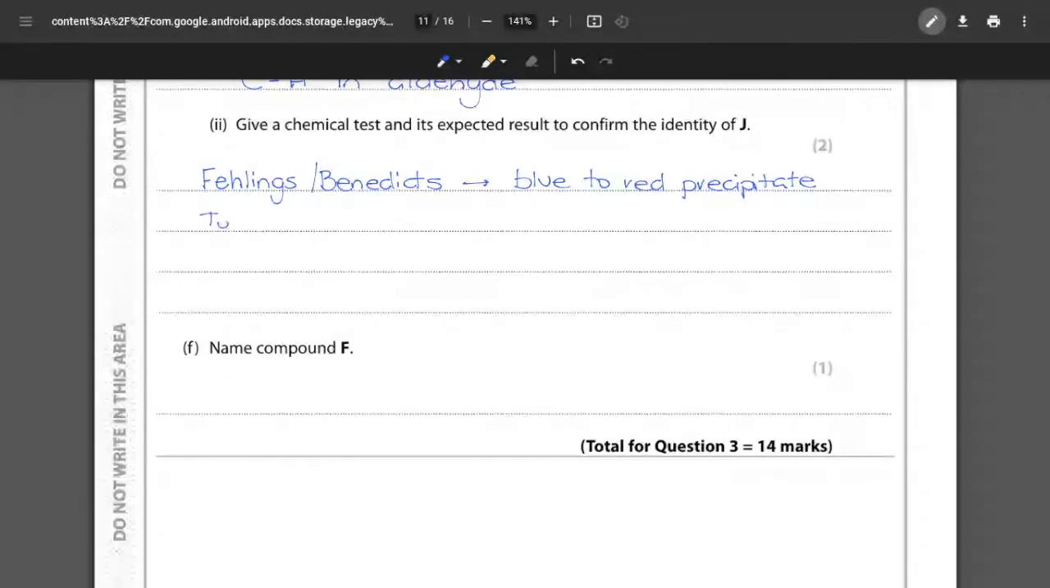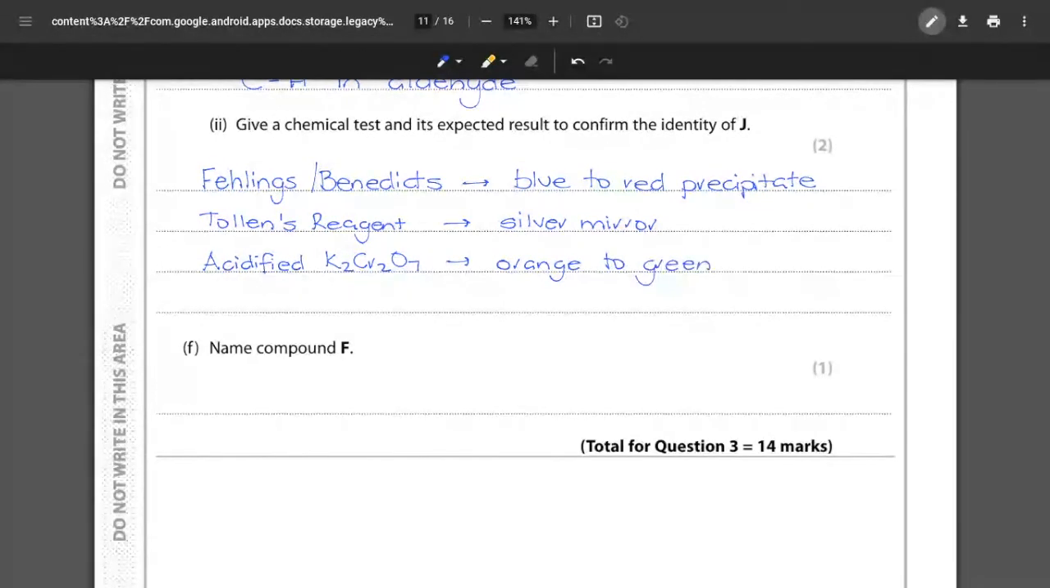You can also use Tollens' reagent. That is also an accepted answer. And if it's Tollens' reagent, it will give us a silver mirror. Remember, none of these reactions will be possible with a ketone. It would only react with an aldehyde. Or you can use acidified potassium dichromate, or K2Cr2O7, and that is going to go from orange to green. And all of these are positive tests for aldehydes.